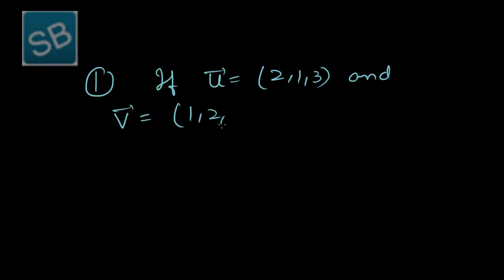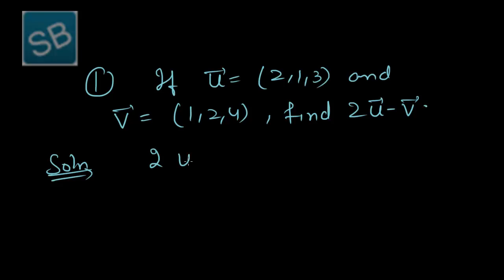The first problem is: if vector u has components 2, 1, 3 and vector v has components 1, 2, 4, then find 2 times vector u minus v. So we have to find 2 times vector u minus vector v. So 2 times vector u, that is 2, 1, 3, minus vector v, that is 1, 2, 4.